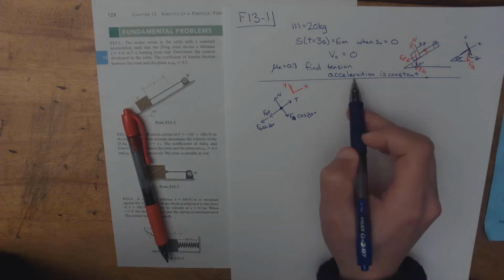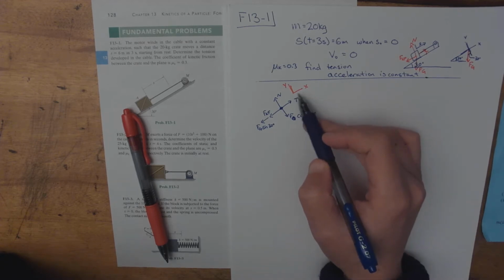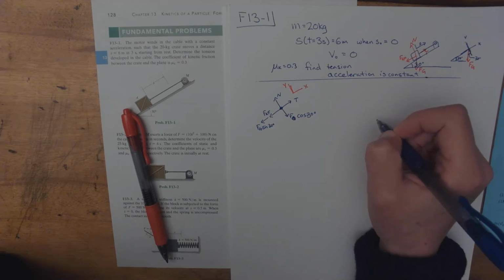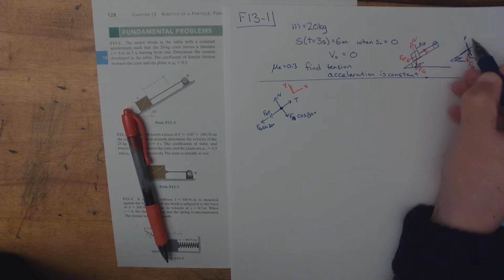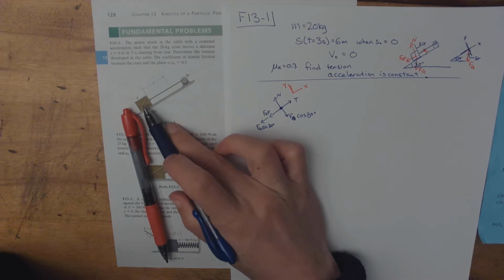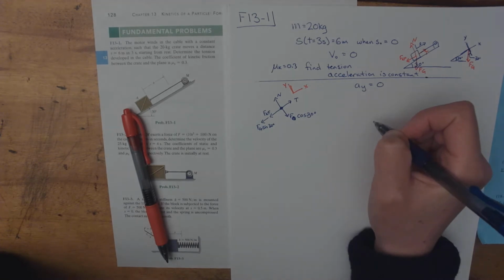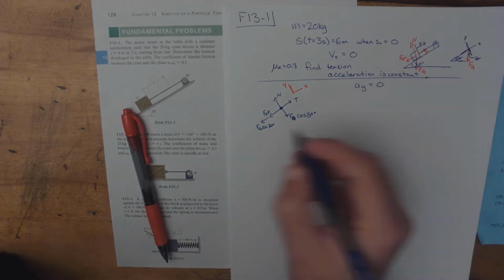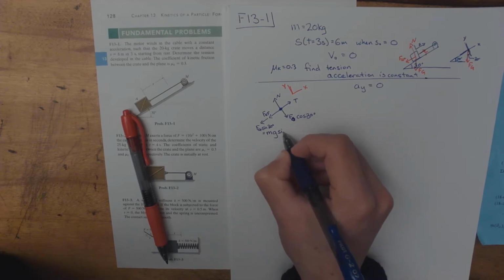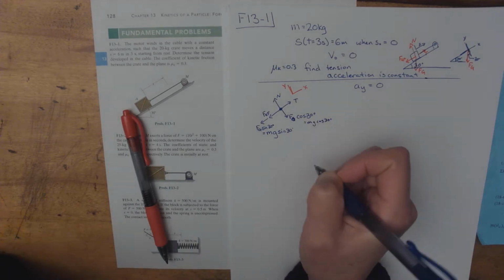So the crate has a constant acceleration. That acceleration is in the x direction, so the crate is not accelerating in the y direction. The crate is not even moving in the y direction. If it was moving in the y direction, it would either have to be coming off the surface or sinking into the surface, but it's not. So it's moving just in the x direction. So the acceleration in the y direction is equal to 0. And let's say instead of the force of gravity, let's just replace that with m times g. So I have mg sine of 30 degrees, and this is mg cosine of 30 degrees.